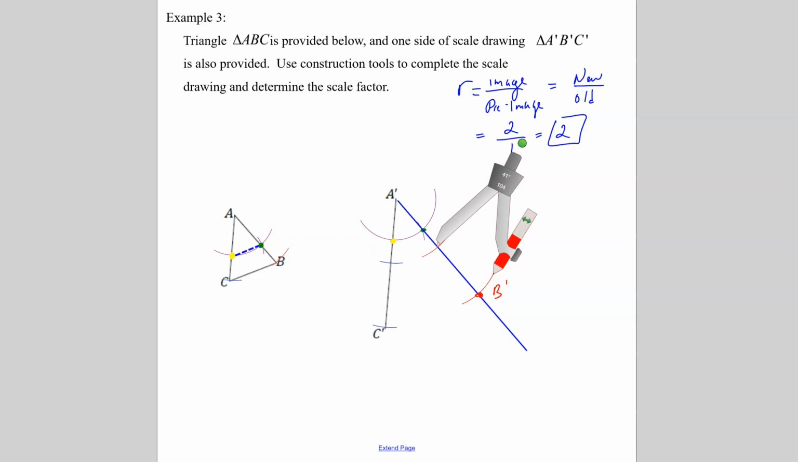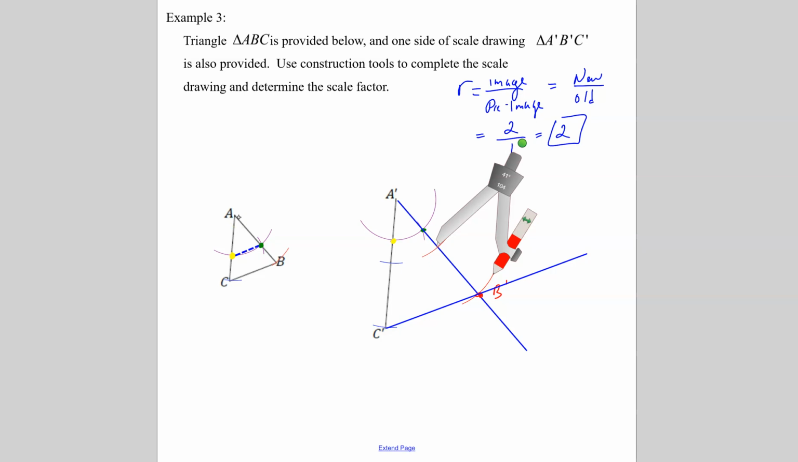If I take my straight edge, I don't have to duplicate this process at C, though you could. I could just do this again and see where the lines intersect. But since I found B prime, all I got to do is connect C prime through B prime. And that is going to, in fact, give me a triangle that is twice the size of that original.